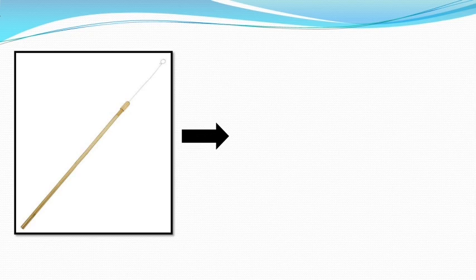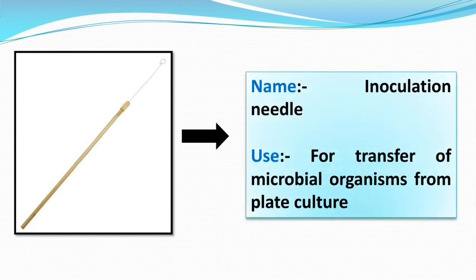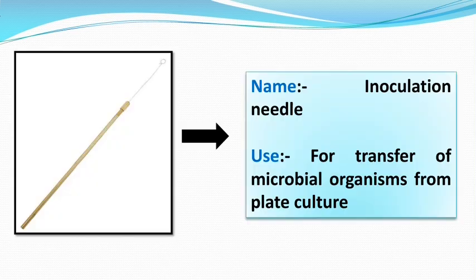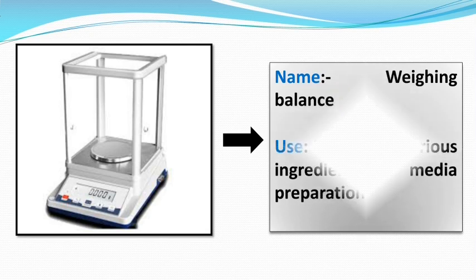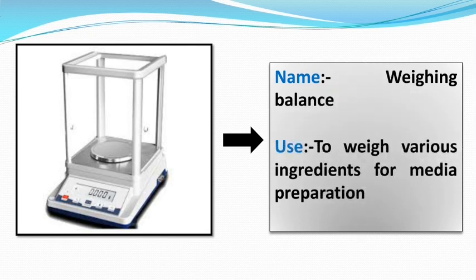This is also an important thing, always present in the laminar airflow: the inoculation needle. It is used to transfer microorganisms from one plate to another plate. Then weighing balance, you can say analytical balance, to weigh various ingredients for media preparation or to weigh the chemicals.